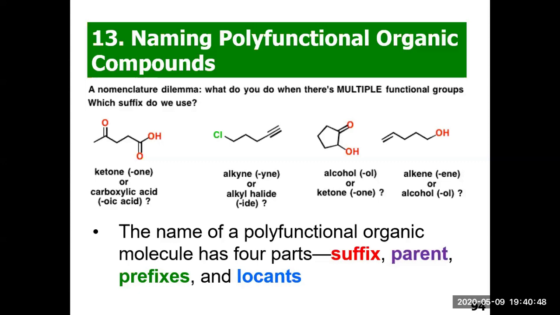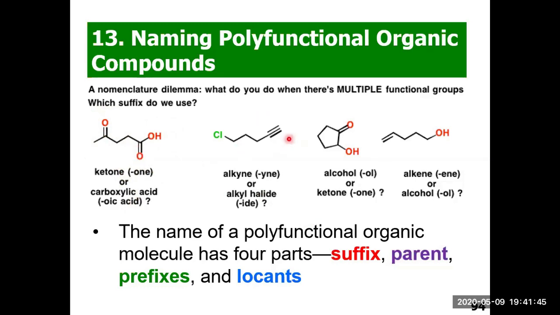Naming monofunctional organic compounds is relatively straightforward, as we did in the previous lectures. However, sometimes we are faced with organic molecules containing more than one functional group, and then there could be a problem. For example, in this molecule we recognize two functional groups: a ketone and a carboxylic acid. So should we name this one as a ketone or a carboxylic acid? Which functional group will be our basis?